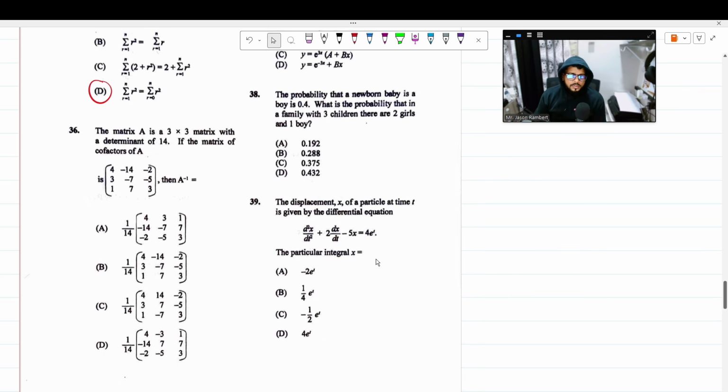We had a mistake in the last paper with this, right? Let me transpose this matrix here. We're going to get 4, 3, 1. Then we're going to get minus 14, minus 7, 7. Then we're going to get minus 2, minus 5, 3. By 1 on 14 is the answer.